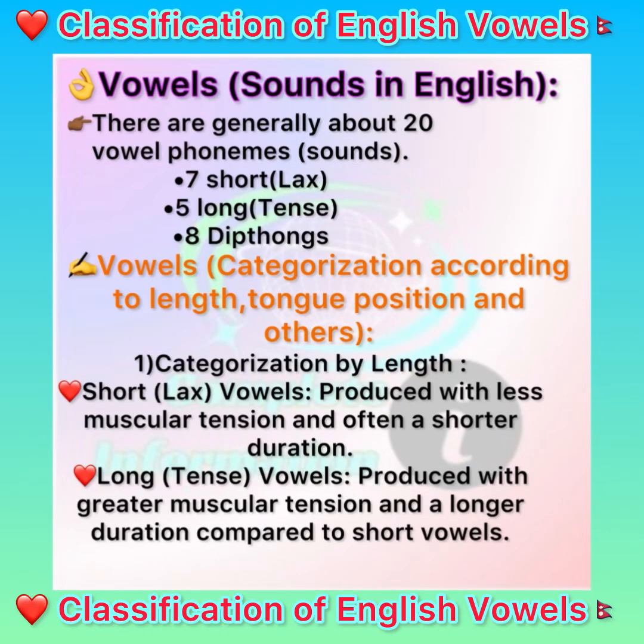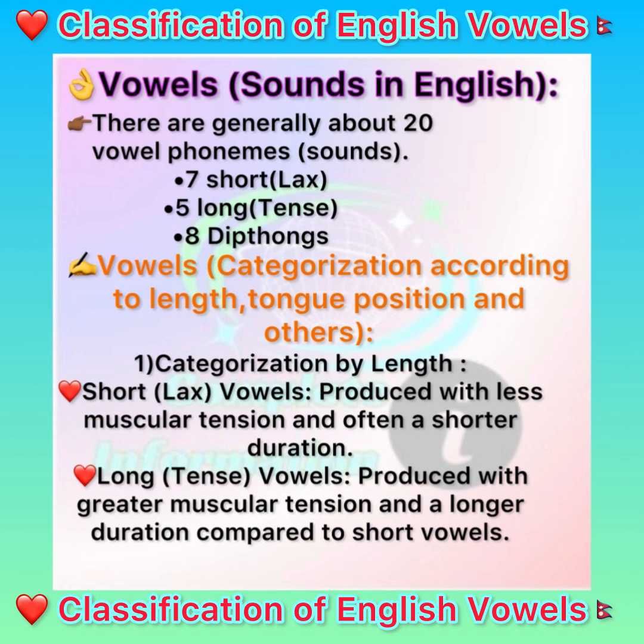Today we discuss vowel sounds in English. There are generally about 20 vowel phonemes, meaning sounds: 7 short, meaning lax, 5 long, meaning tense, and 8 diphthongs. The total vowel sounds are 20. Now, vowels are categorized according to length, tongue position and other factors, that is, how the sounds are produced.